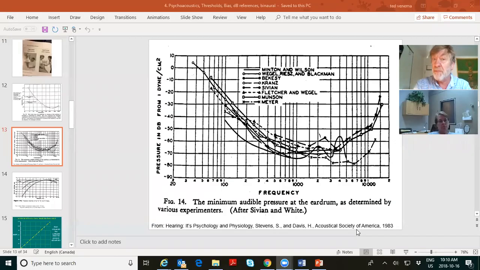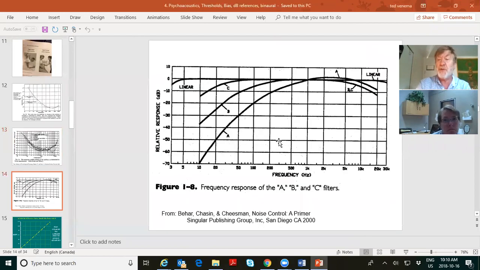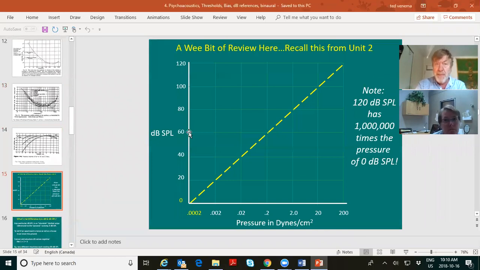And the curves are going to be exactly like we showed you on these experimenter slides. You're going to have a curve. So all these experimenters found that our ears are more sensitive at some frequencies than at other frequencies. So remember this, a wee bit of review here. Recall this from Unit 2.